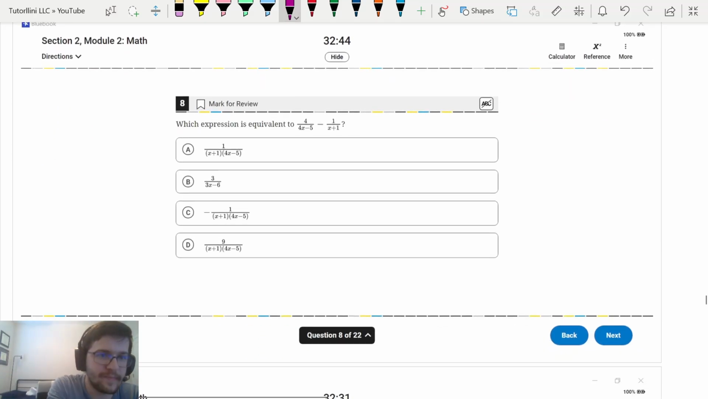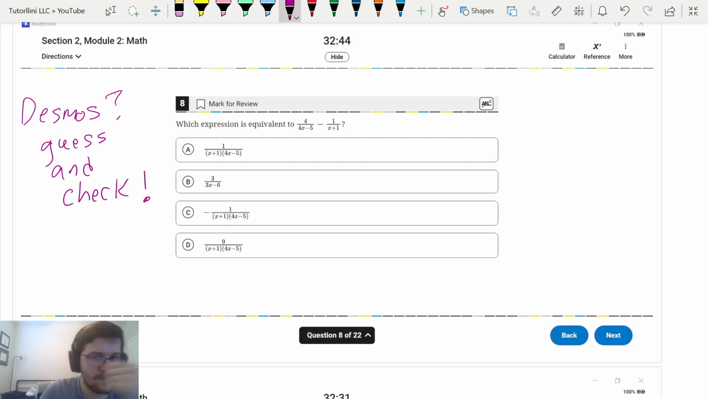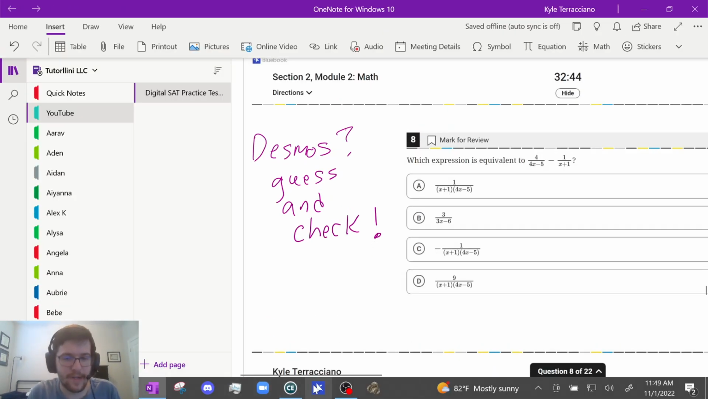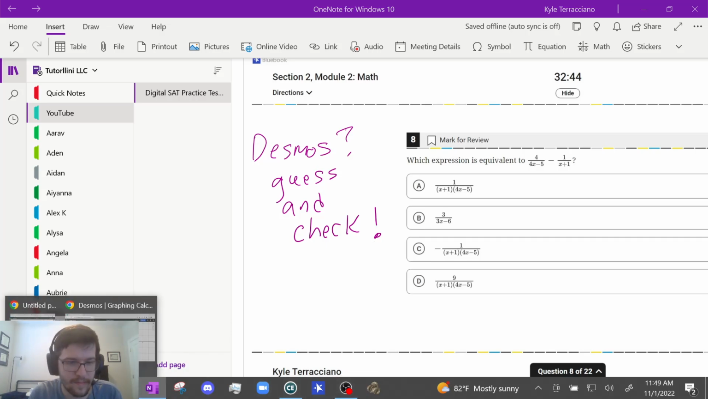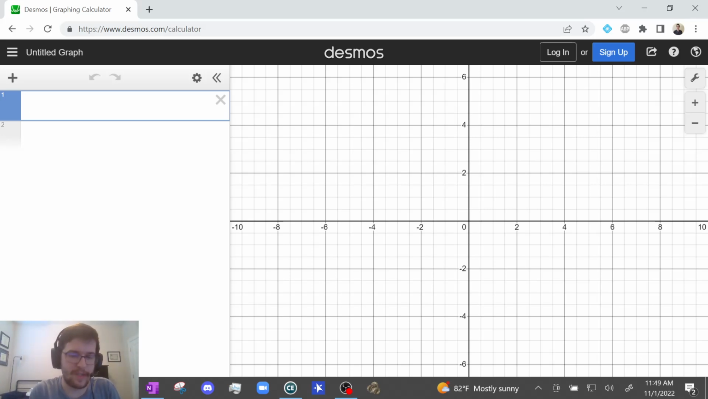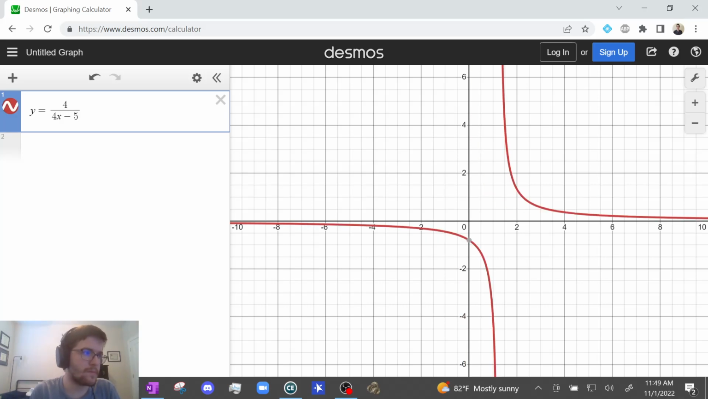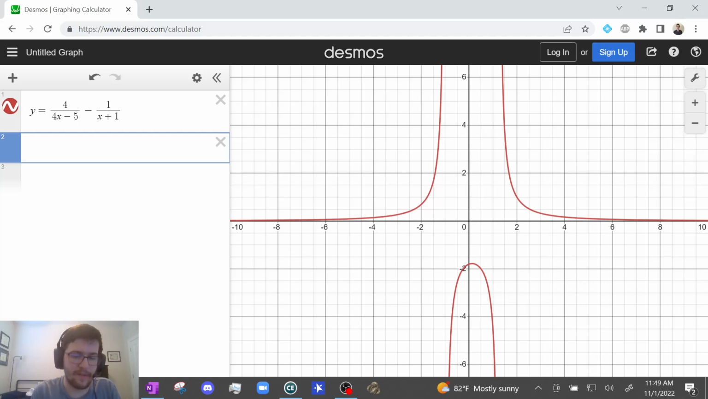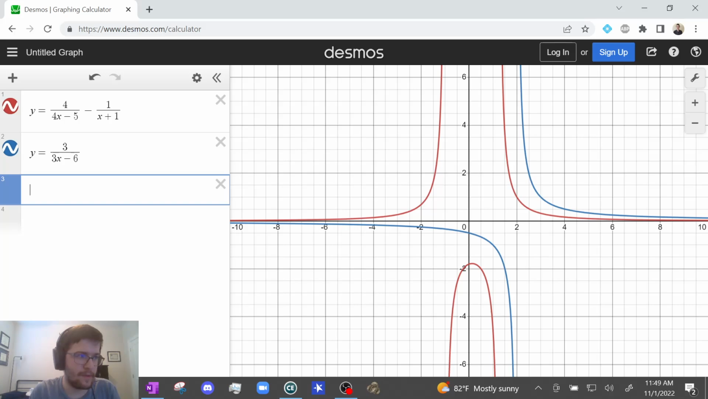Okay, we did this question before. I'll really quickly show you how to do this using guess and check on Desmos. I'm going to type in the original one, and then let's say I type in answer choice B. See how they don't look the same? That means it's wrong. You can do this with all the answer choices. You can type all of them in and see that they're wrong.